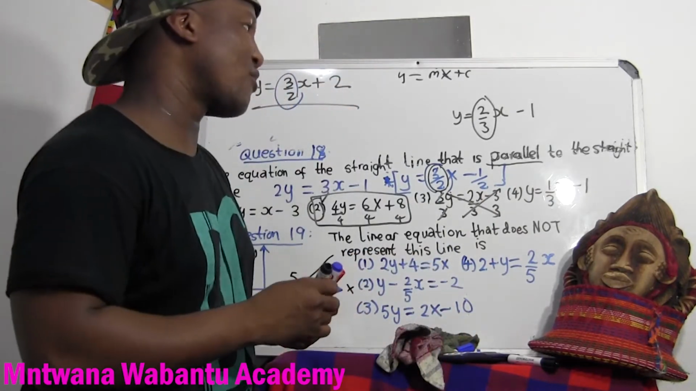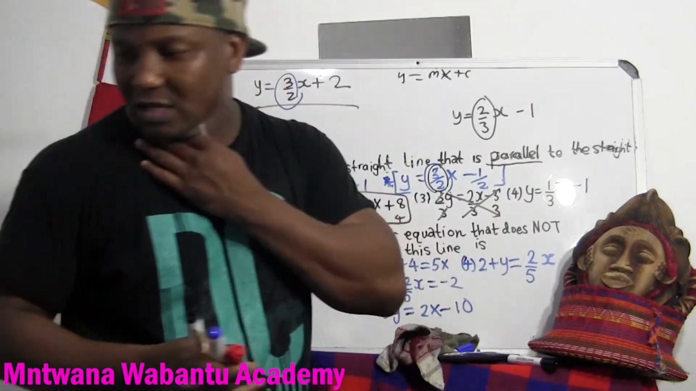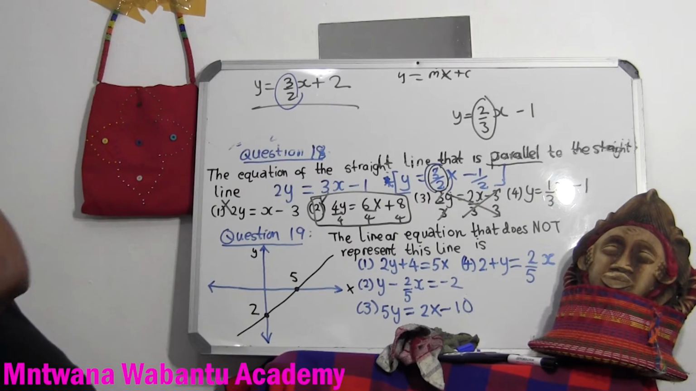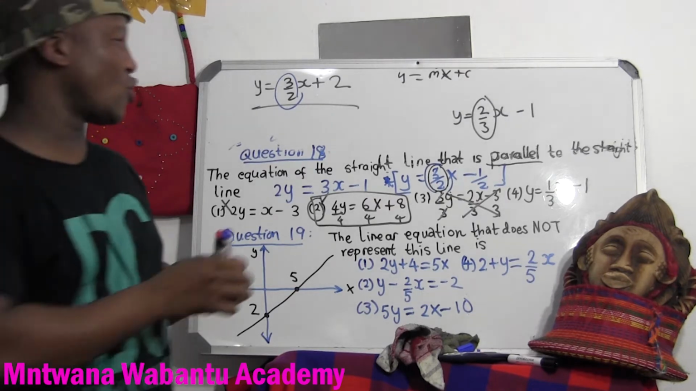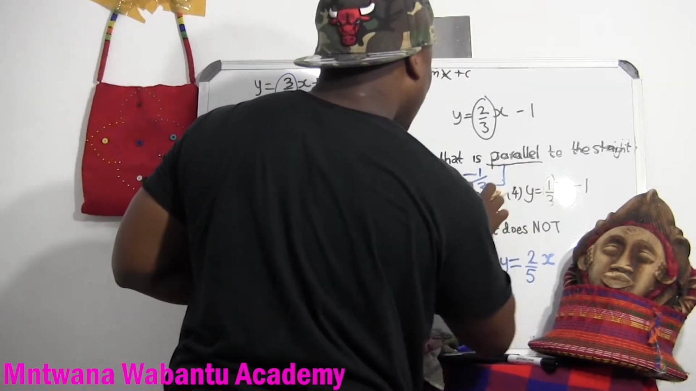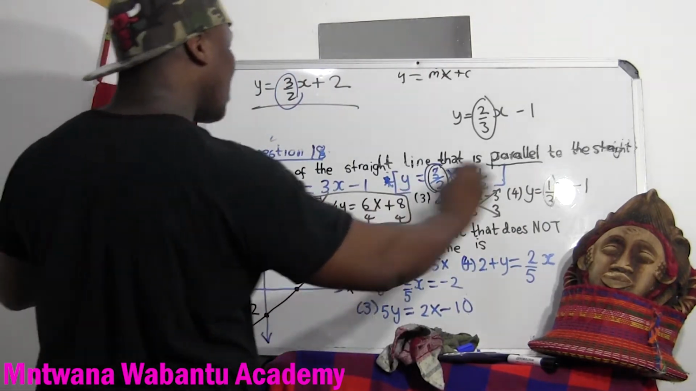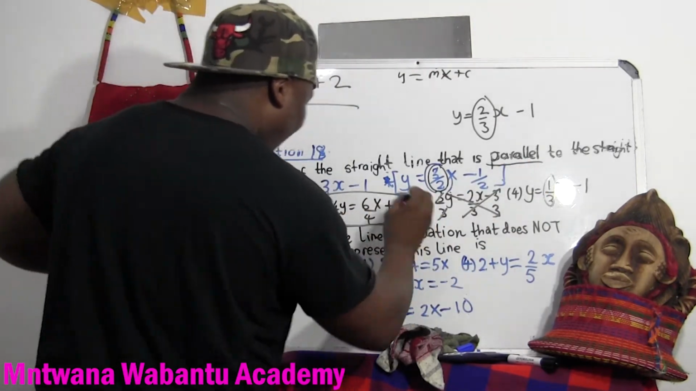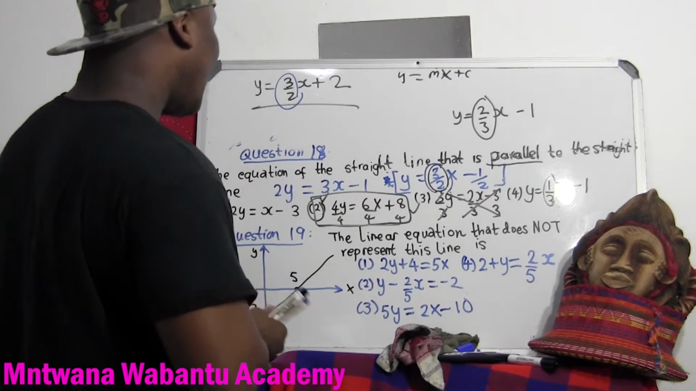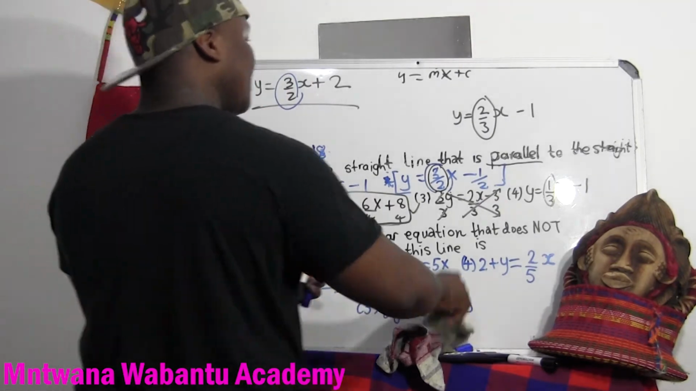The last one we don't have to rearrange anything because it's already in standard form. So since it's already in standard form, we say our slope equal to 1 over 3, which is not equal to this one. So out of these options, option number 2 is our answer. You see what I'm saying? Now let's go to the last question.